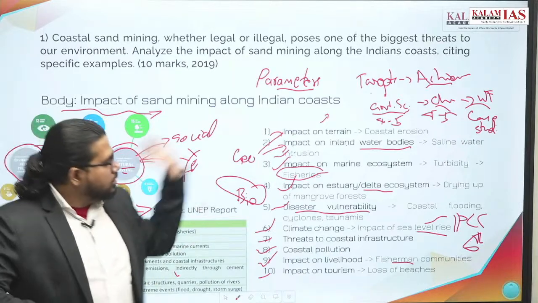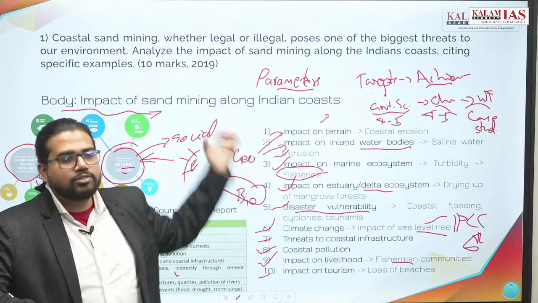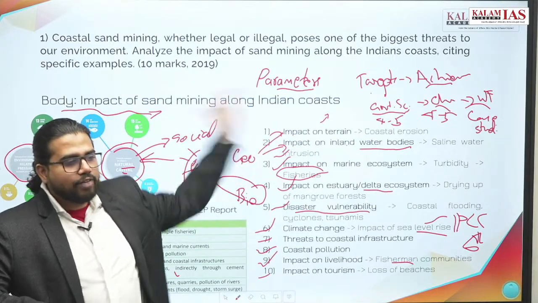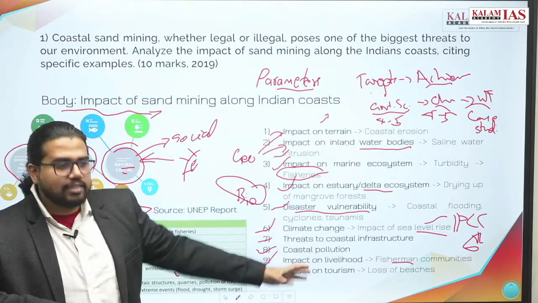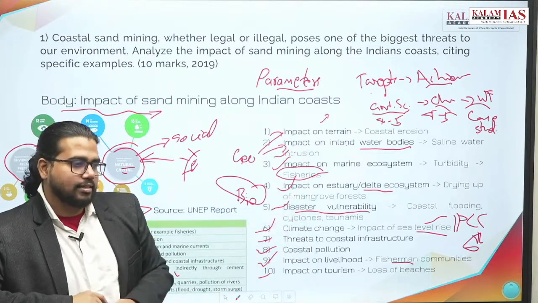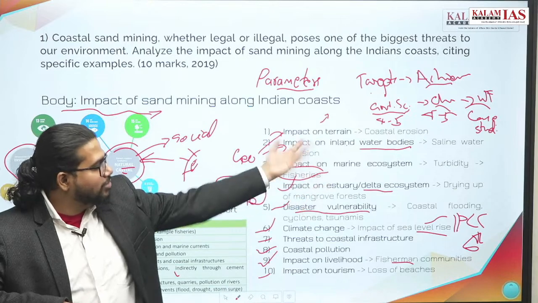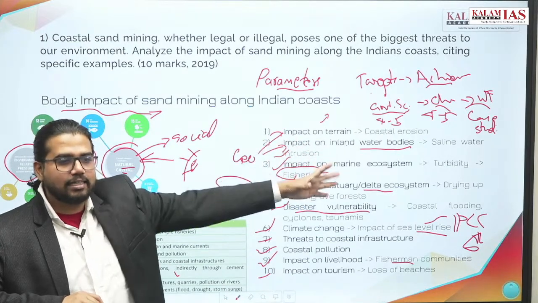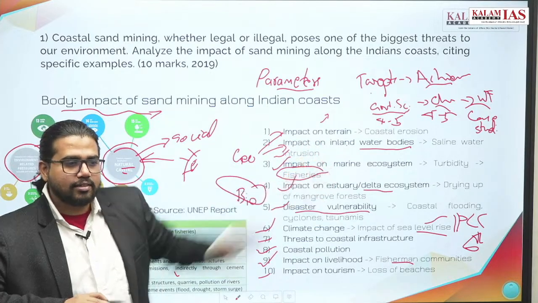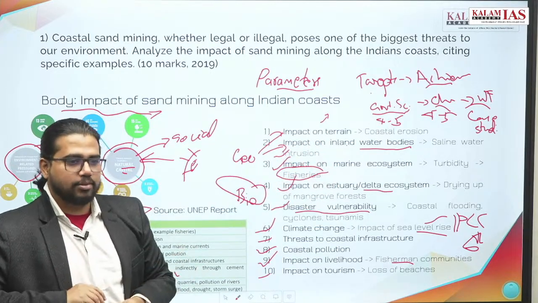So the idea is, if you give some structure to the thinking, after that 10 points you can easily generate. If 10 is not coming, 7, 8 you should generate. And even in those 7, 8, if 3, 4, 5 points have some data, some example, some credibility to it, that will make a very good impression.